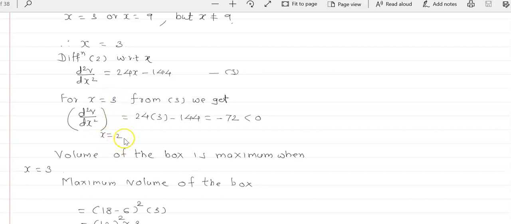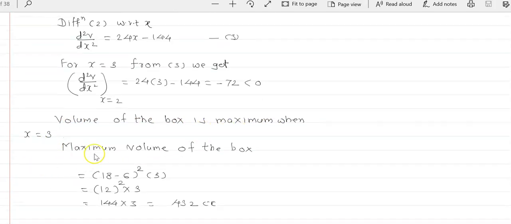Now if you substitute x equals 3, by mistake here I wrote 2. That is 24 into 3 minus 144, and overall you will get minus 72, which is less than 0. Therefore, the volume of the box is a maximum when x is equals to 3.